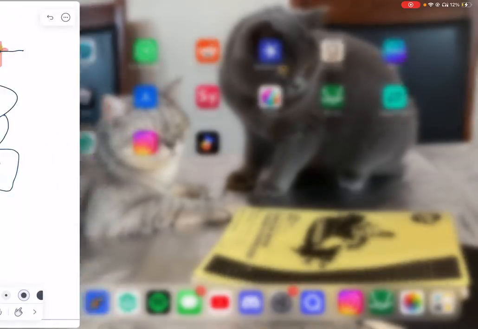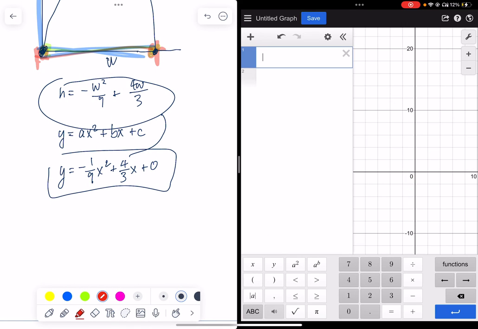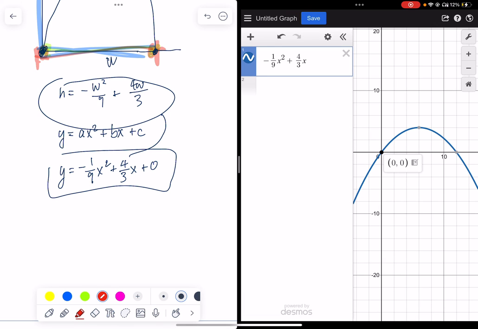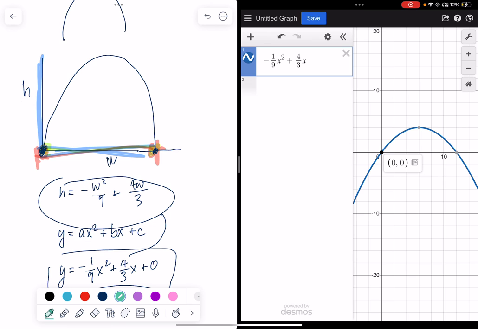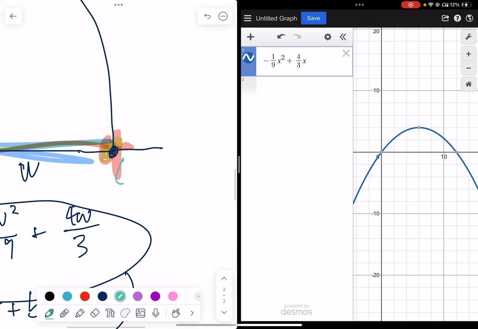Let's go to Desmos real quick. Alright, so we have Desmos open. Negative 1 over 9 x squared plus 4 over 3 x plus c, but the c is 0, and we're fine with that. Okay, so what are the points? Let me label them. The first x-intercept point is 0, 0, and the second one is 10, oh wait, that's not 10, whoopsies, 12, 0.